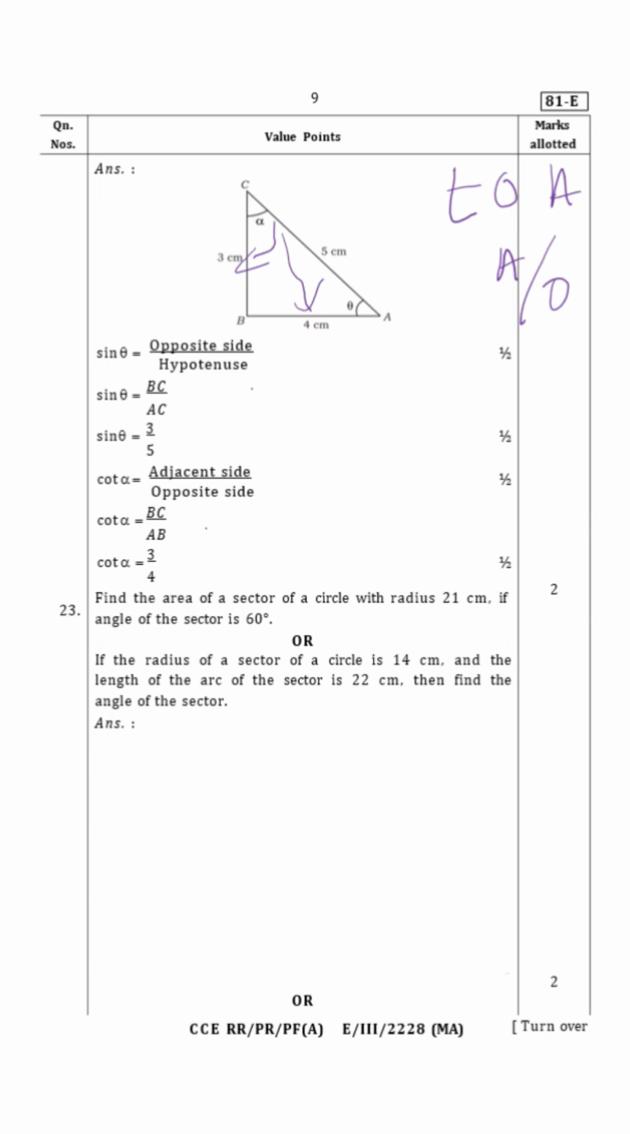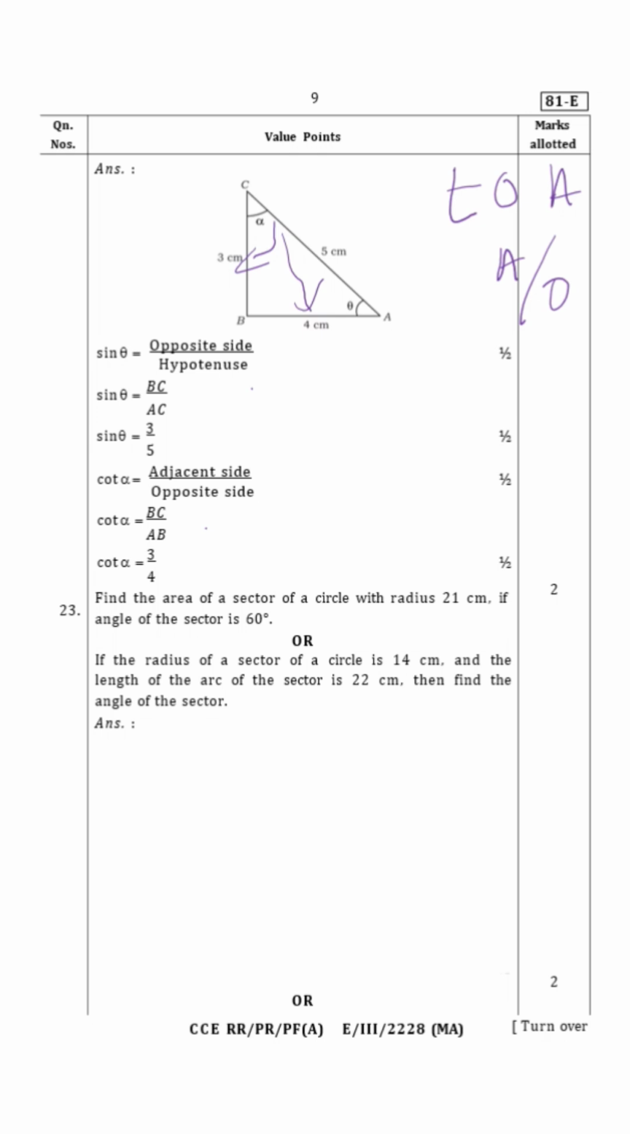Now the 23rd question. Find the area of the sector of a circle with radius 21 centimeter if the angle of the sector is 60 degree. The question is taken from the chapter areas related to circles and applications of trigonometry. There is an internal choice question for this one. You can solve either of them. If radius of a sector of a circle is 14 centimeter and the length of the arc of a sector is 22 centimeter, then find the angle of the sector.